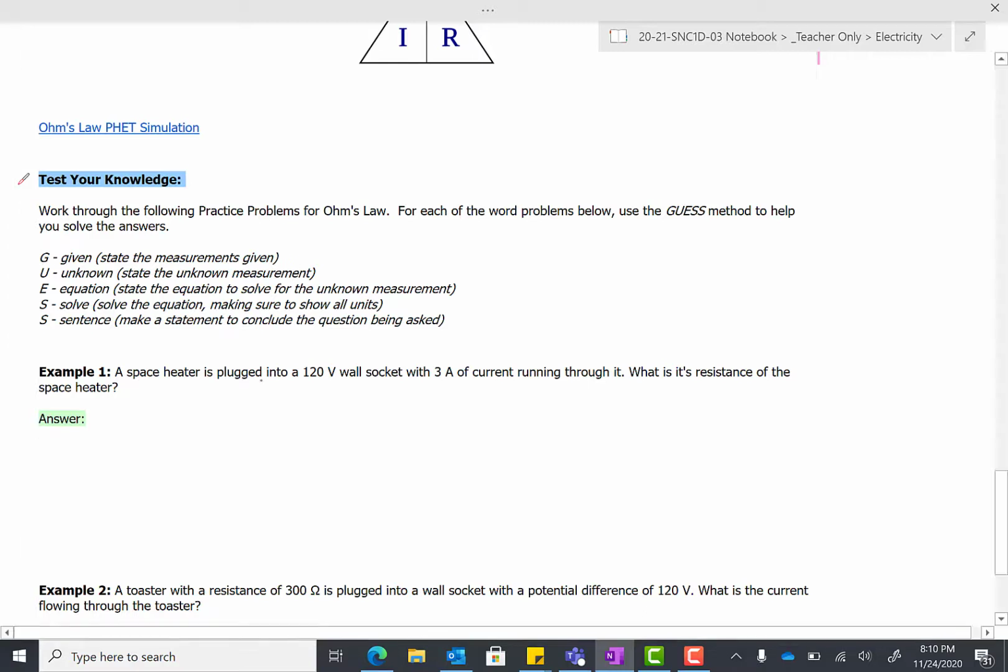So always start off by underlining your given information. So we have 120 volts, which hopefully you can identify as the voltage or potential difference, and 3 amps of current, which is the current. And again, we use I to represent that. And we are being asked for the resistance. So let's start it off. G, our potential difference is 120 volts. Okay. And current is equal to 3 amps. Our unknown is our resistance.